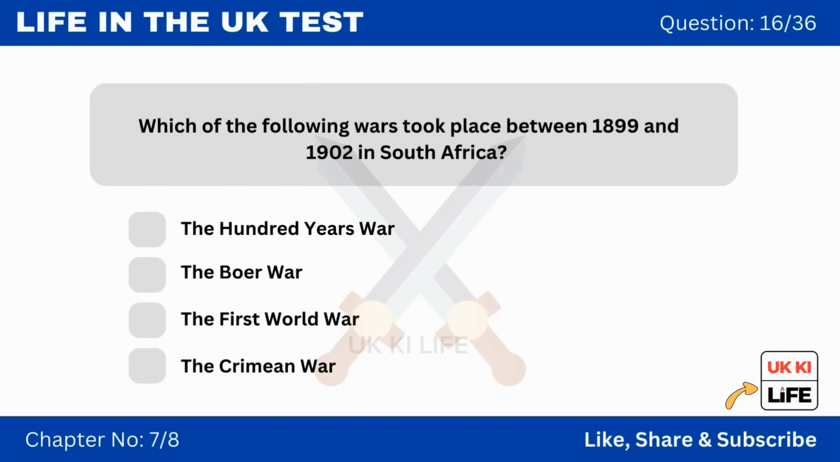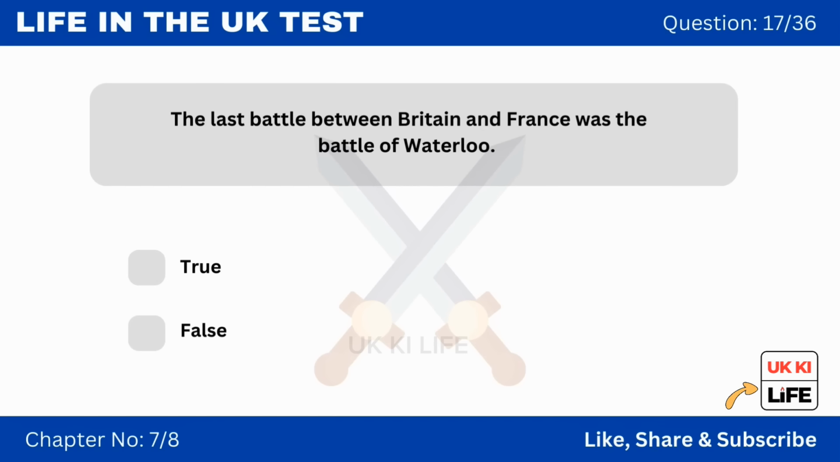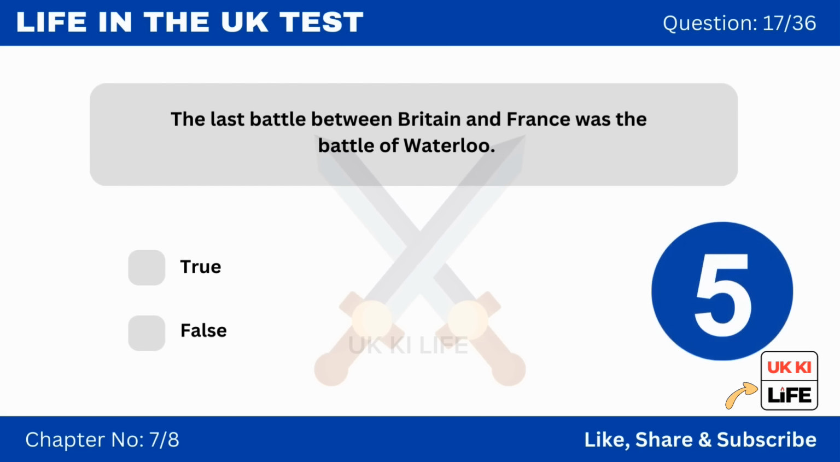The correct option is B. Explanation. The Boer War took place between 1899 and 1902 in South Africa. Question 17. The last battle between Britain and France was the Battle of Waterloo. True. False.